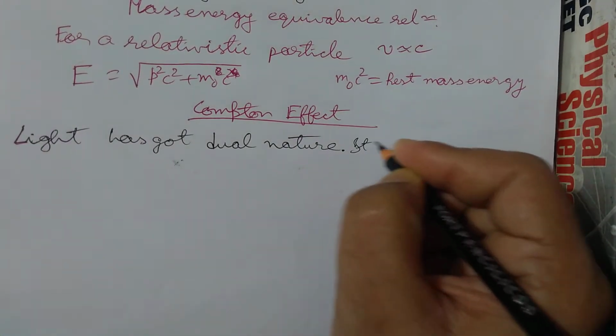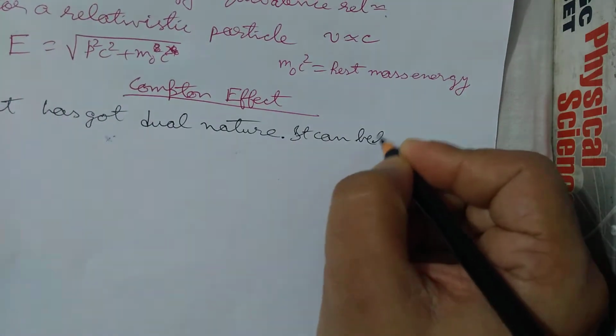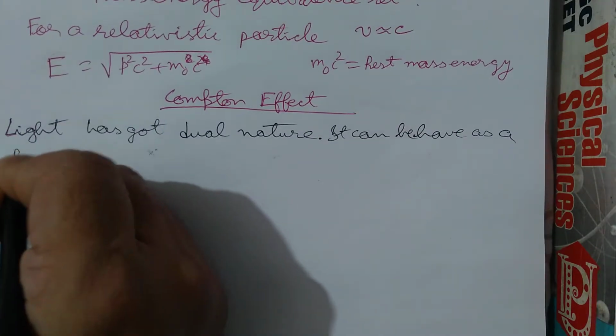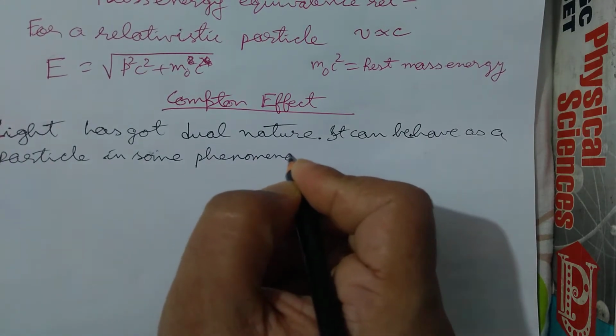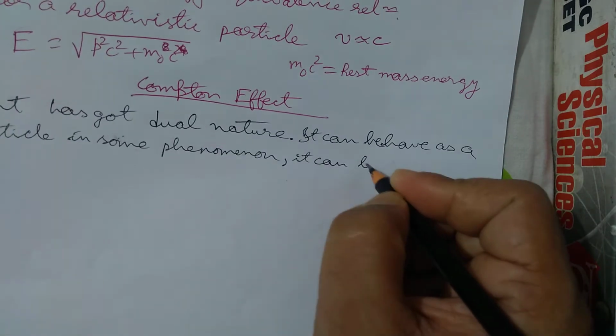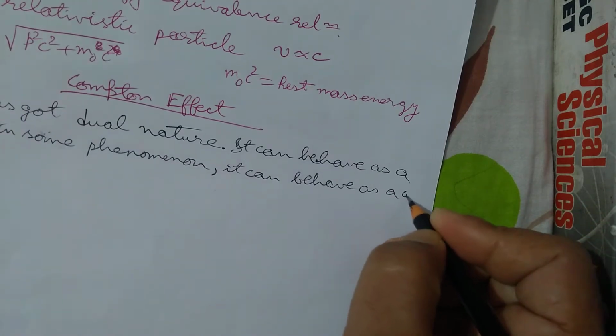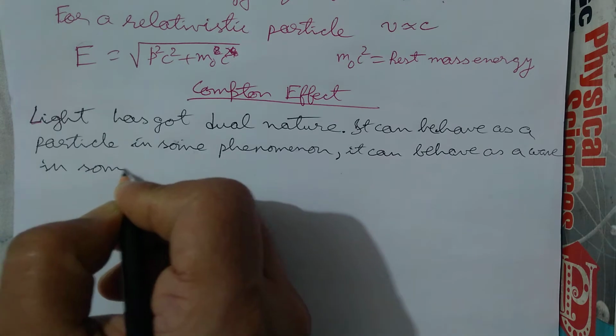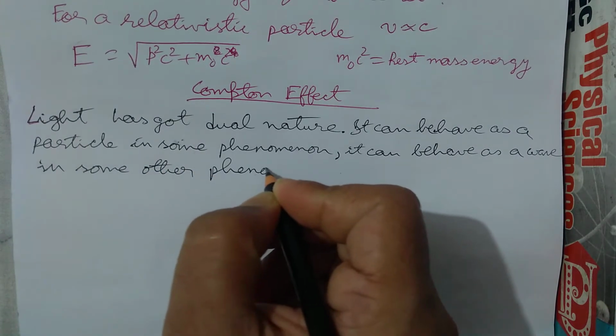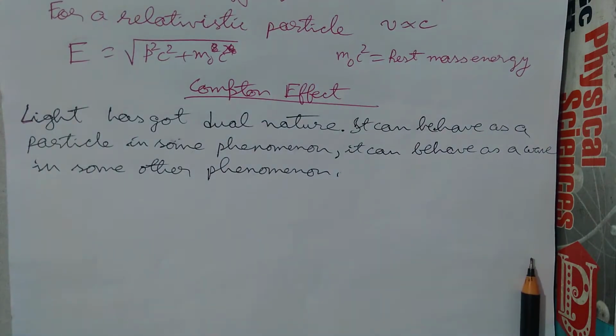Dual nature means it can behave as a particle in some phenomena, and as a wave in some other phenomena. Not simultaneously; in some experiments it behaves as a particle, in some experiments as a wave. This was not proved before the advent of quantum mechanics.